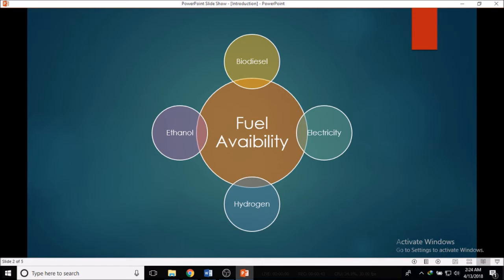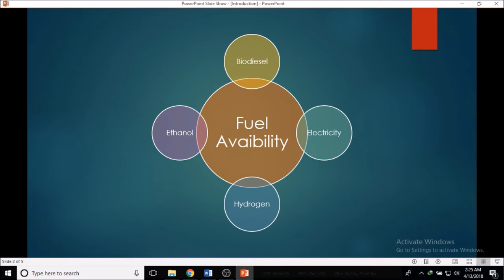Next is electricity. Electricity can be used as transportation fuel to power battery electric and fuel cell vehicles. The electricity for recharging the battery car comes from the existing power grid or from distributed renewable sources such as solar and wind energy.